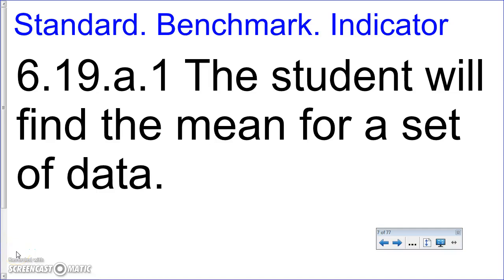Today we are learning how to find the mean, or average, for a set of data. Please copy down the SVI at the top of a clean page in your math notebook. The student will find the mean for a set of data. You can pause the video here to give yourself time to write down the SVI.